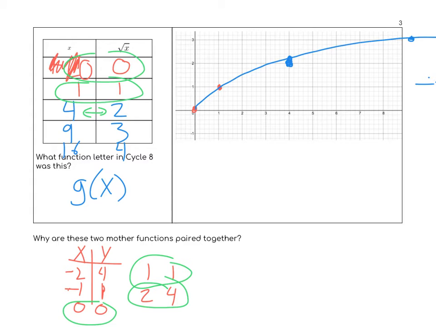And the thing we talked about in the last cycle is that these are inverses. I'd also like you to notice that there's a connection between x squared and the square root of x. That if we square something, it's kind of the opposite. In fact, literally is the opposite of taking the square root of something.